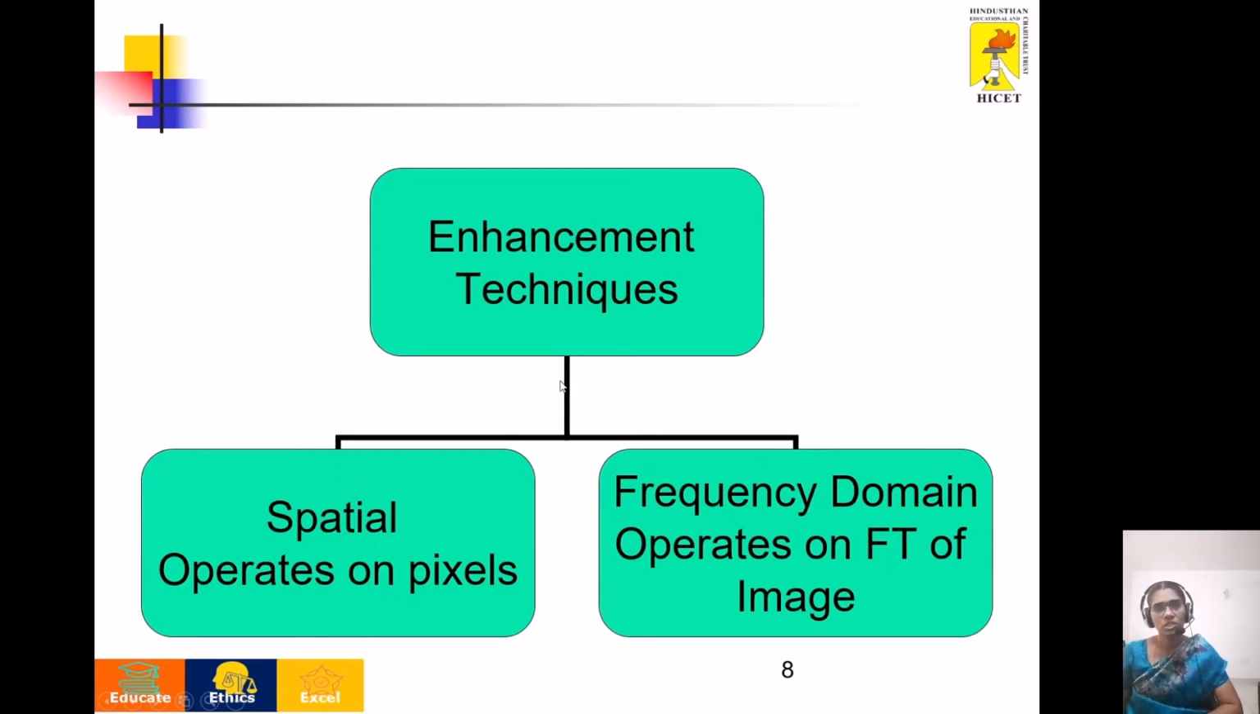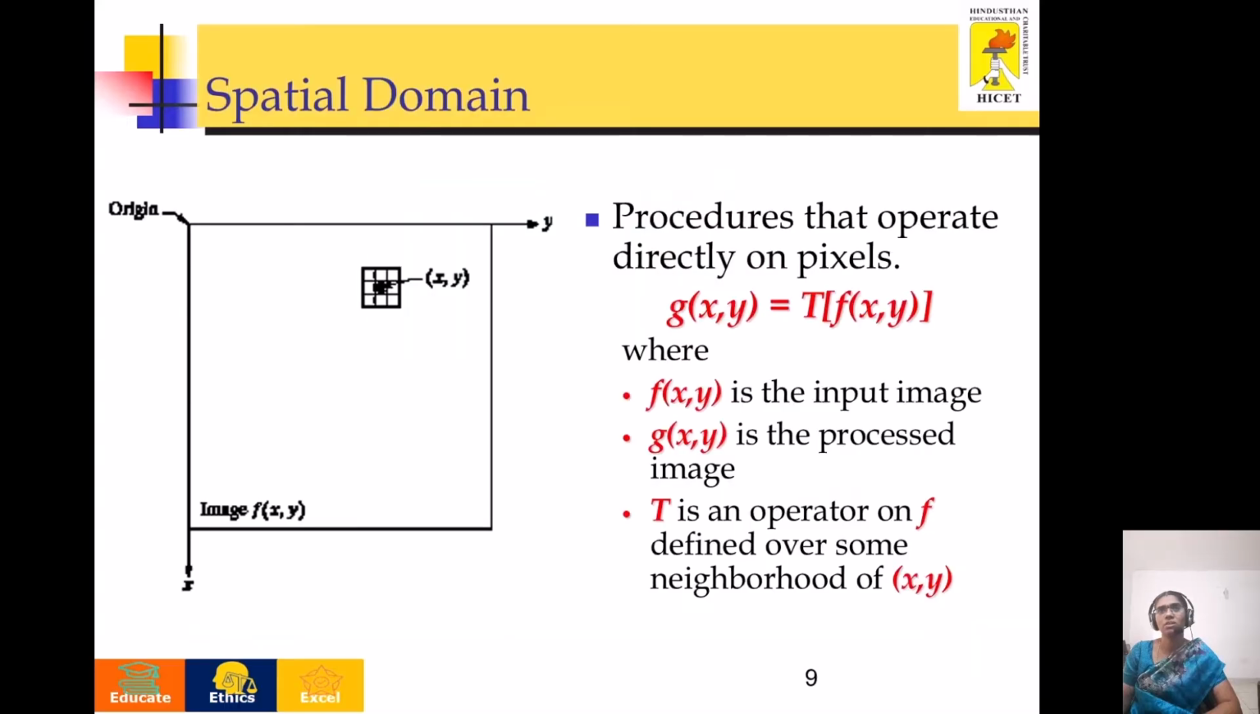So image enhancement can be categorized into two. One is spatial and the other is the frequency domain. If you operate directly on the pixels to improve the appearance of the image, it is called spatial enhancement. If you apply it on the Fourier transform of the image, it is called frequency domain image enhancement.